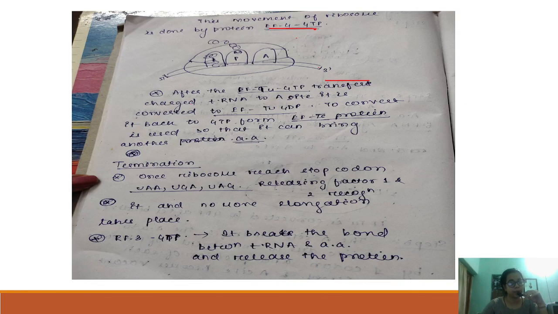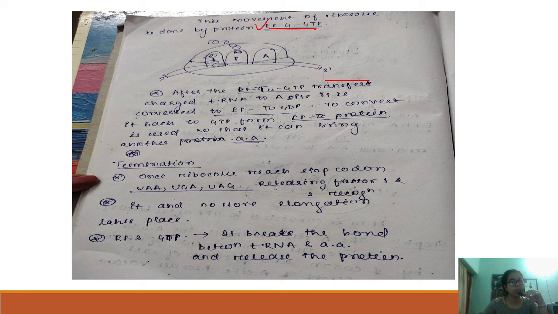You can see here, what was present in the P side will be moved to the E side, and whatever was present on the A side will be moved into the P side. This movement is done by the EFG GTP. Hope you are clear with it.